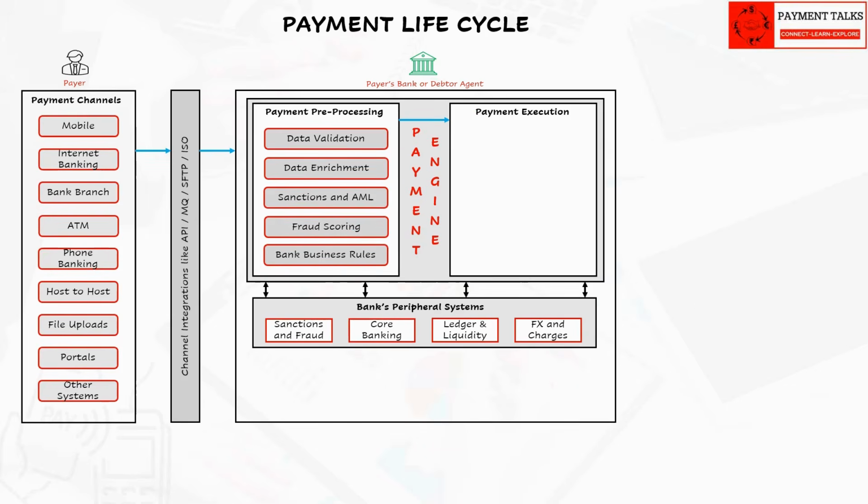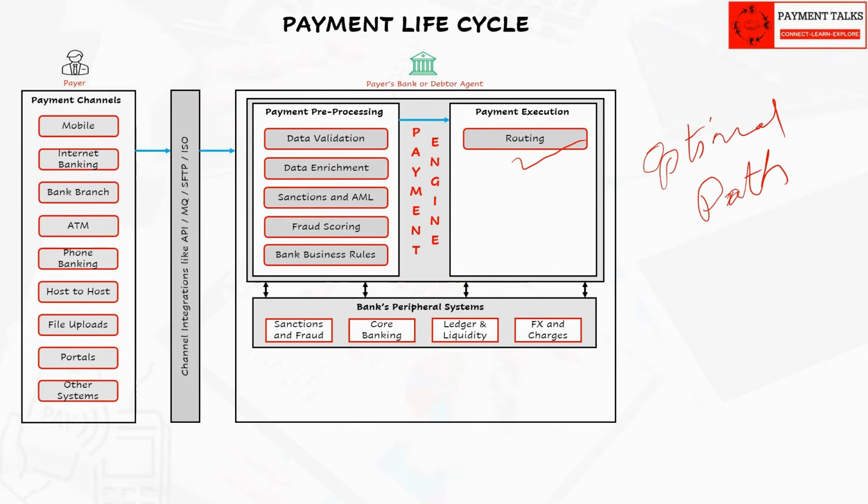From payment pre-processing, let's move on to the payment execution phase. One of the important steps in the payment execution phase is the routing of the payment for settlement. What is routing? Routing is a process where a payment engine tries to find the optimal path for the payment so that funds are received by the beneficiary. To determine the optimal path, many factors will be taken into consideration. Let's see them one by one and understand a little.